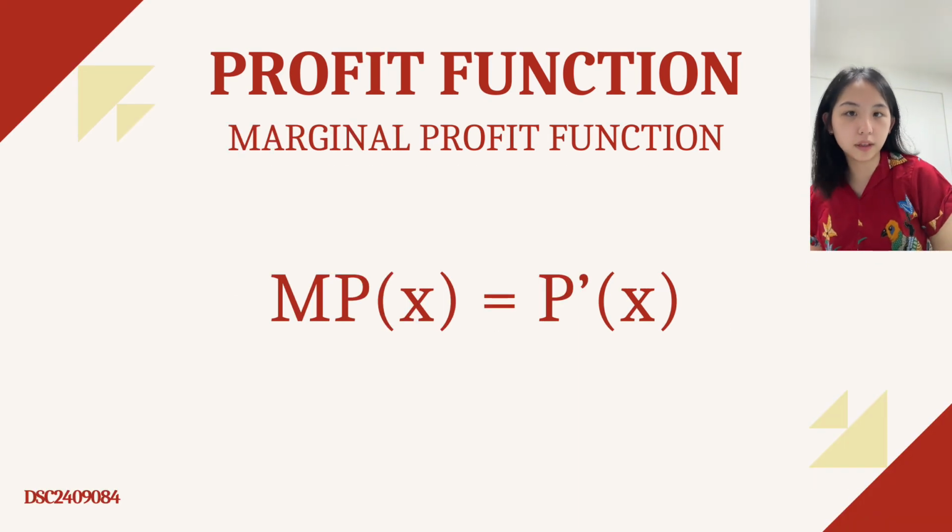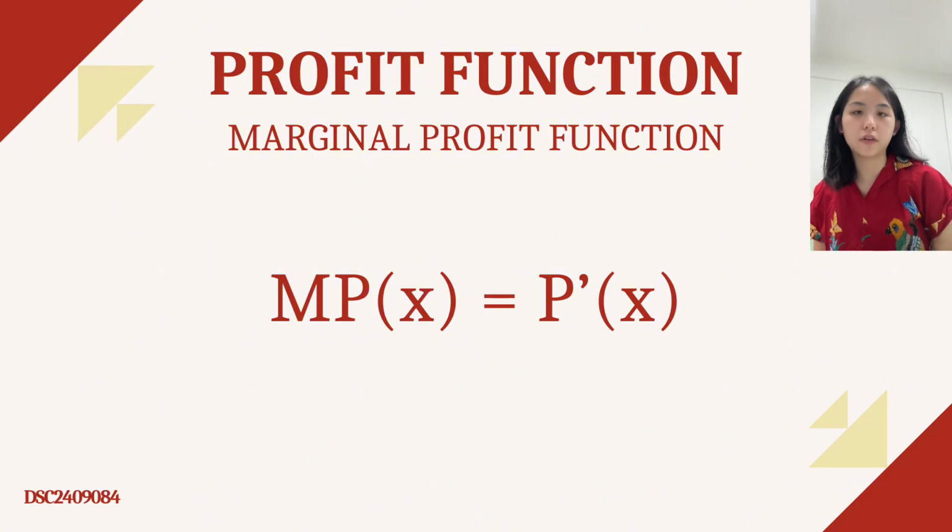Next, we have the marginal profit, or MP function, which indicates the additional profit gained by producing and selling one more unit. The formula is MP of x equals the derivative of P of x, and P of x is the profit function, which shows the profit from selling x units. The derivative of P of x shows the rate of change in profit concerning the number of units sold.